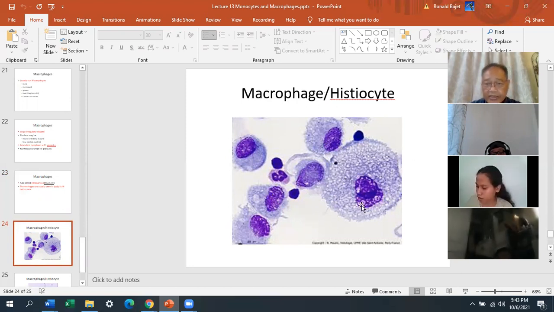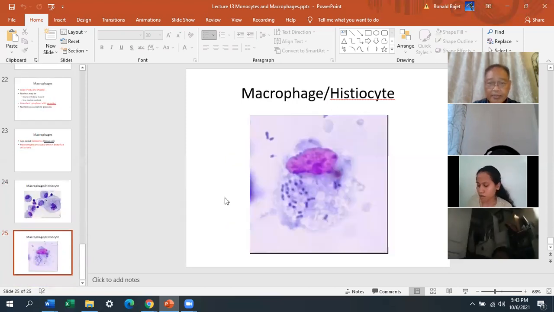Okay, see how spongy the cytoplasm is? You see something that big and round, that's a macrophage or histiocyte. Same thing here. This one probably just had lunch, and that's probably either yeast or bacteria. Okay, macrophage, histiocyte. That's why it's slashed. They're synonymous terms. If you see macrophage, it's also called a histiocyte. And that's it for monocytes and macrophages.